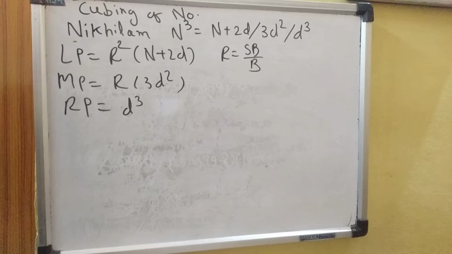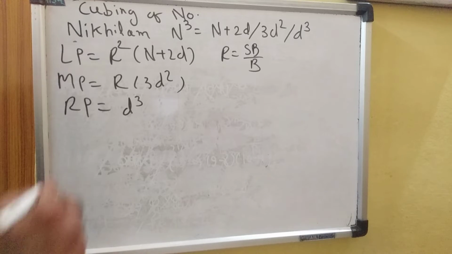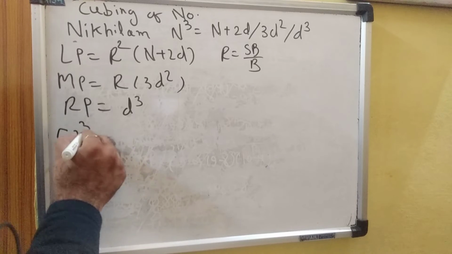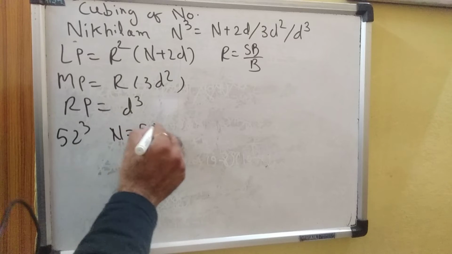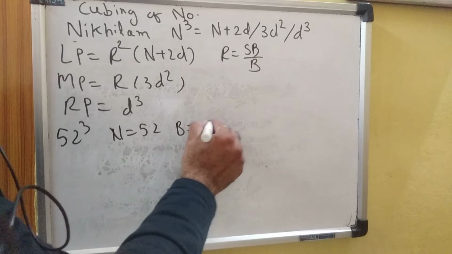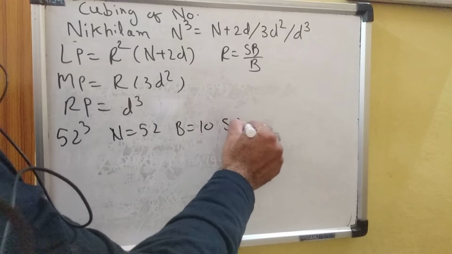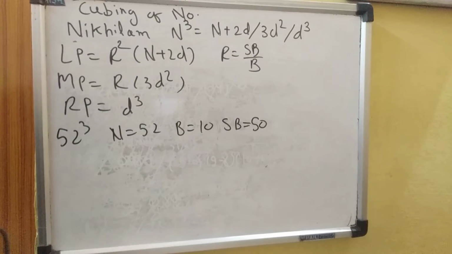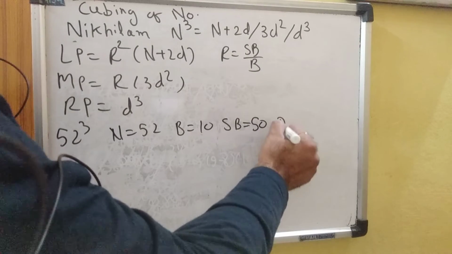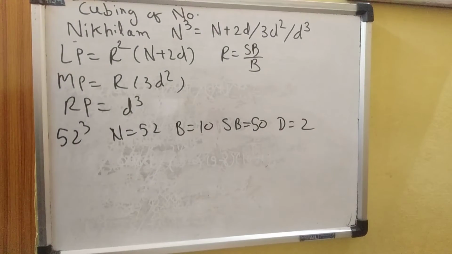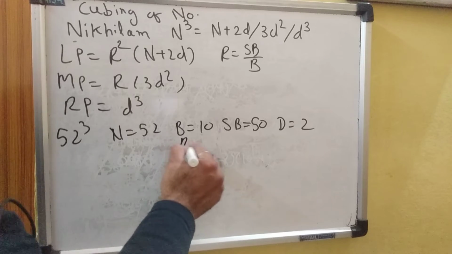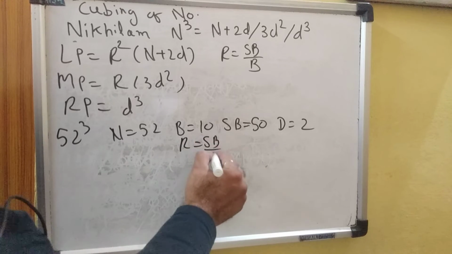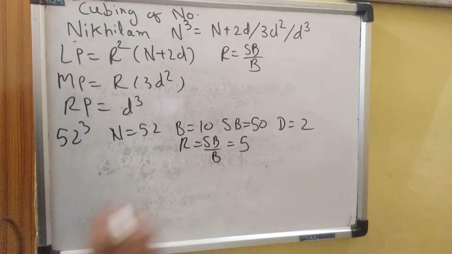We take one example, 52 cube. Here number 52 is close to base 10 and close to sub-base 50, and deviation is surplus 2 here, and ratio is sub-base upon base, that is 50 upon 10, which is 5.